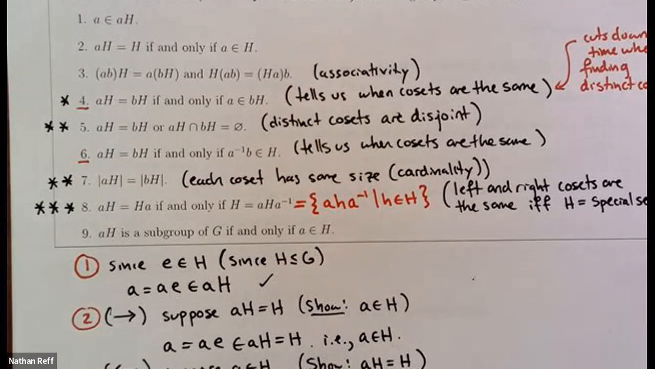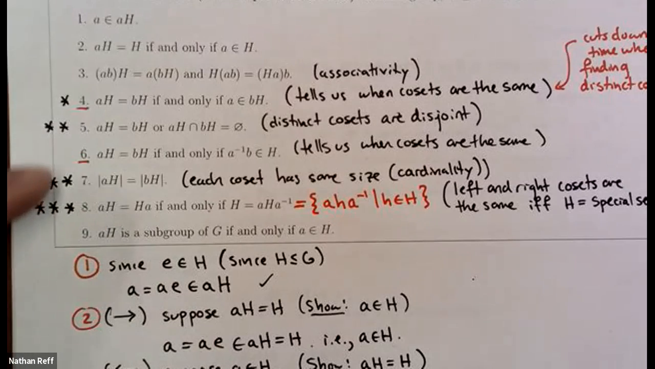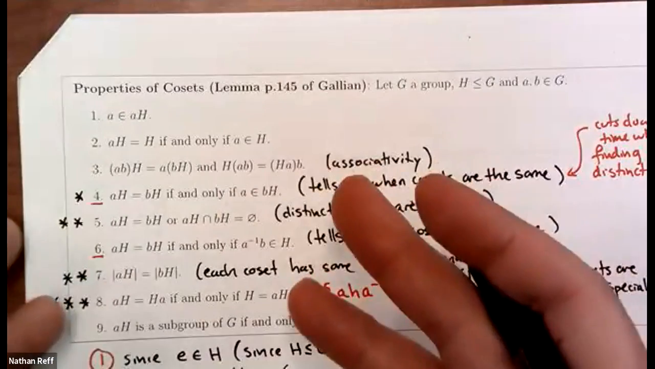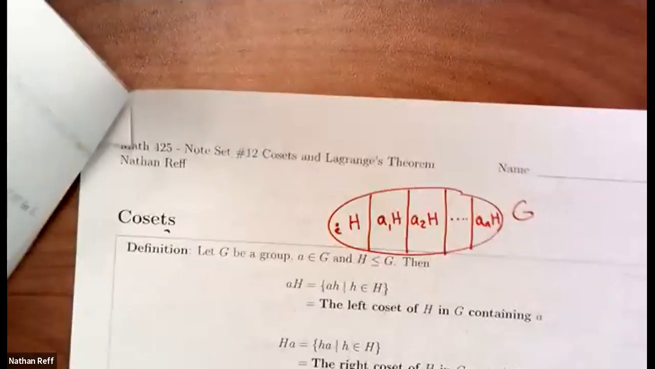Are we okay so far? A little weird, right? I'll probably end up showing you how to prove 4 and 5. But maybe let's move on to see, okay, you have these cosets and they have these properties, but why do we care about them? All right, so let's try to answer that.